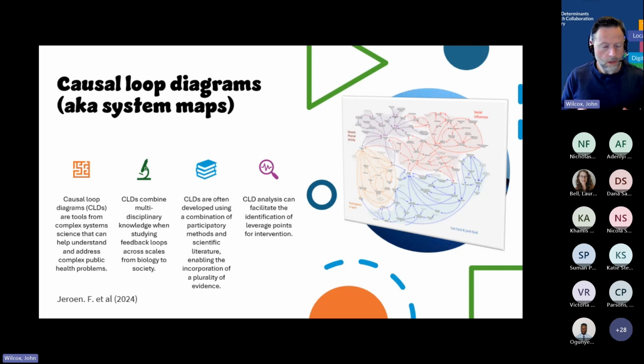But first of all, the more technical way of describing system maps is causal loop diagrams. So you'll also hear system maps referred to as causal loop diagrams. But again, system maps themselves don't need to be super technical, and you can start off with a hand-drawn map. You don't need to have any quantitative aspect. And really, for me, the benefit of system mapping is bringing people together who are working on a shared public health issue and have got different experience.